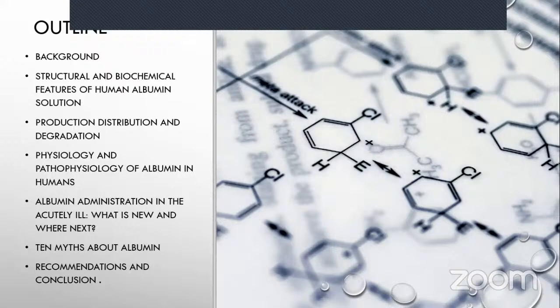We'll look at the background, the structure, and then the biochemical features, production, distribution, and degradation, physiology and pathophysiology, albumin administration in acutely ill, what is new, and then where next. Then to summarize, we look at the 10 myths about albumin, and then recommendations and conclusions.